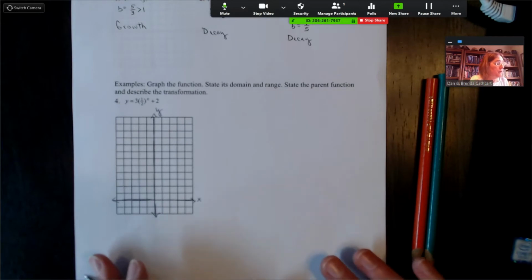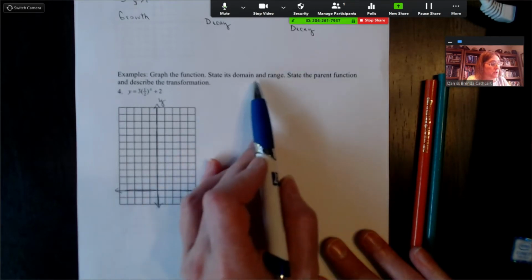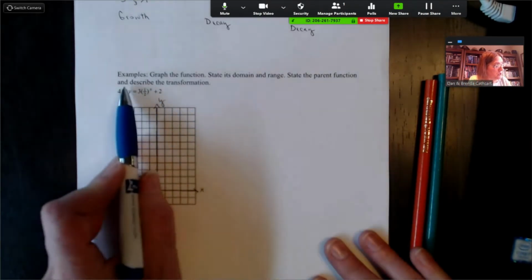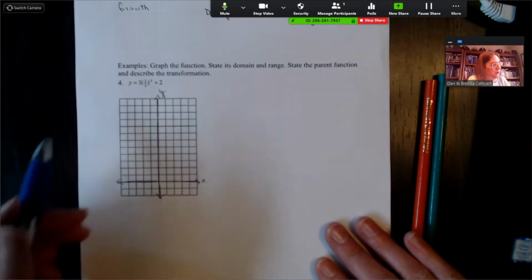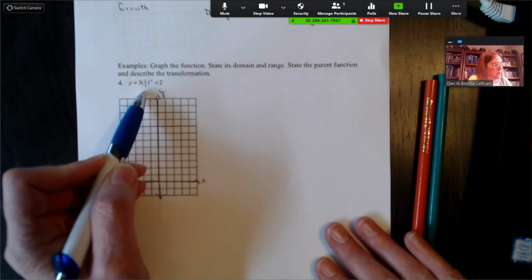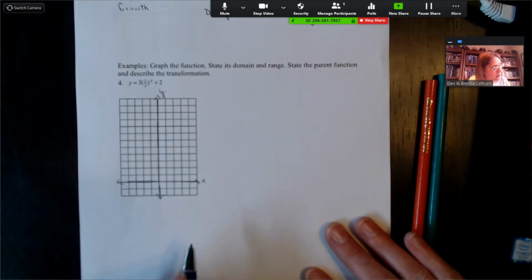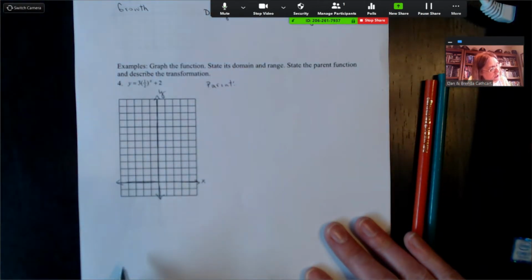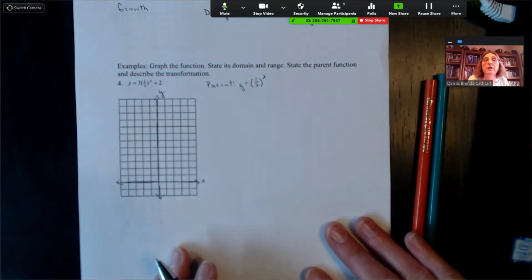Now let's take a look at what graphs of exponential decay functions look like. We're going to be looking at 3 examples of exponential decay graphs, and in each one we want to find the domain and range. In addition to that, we're going to identify the horizontal asymptote. We're going to state the parent function and describe the transformations. So in this example for number 4, we have y equals 3 times 1/2 raised to the power of x, plus 2. Our parent function is where we're actually going to start with this. Our parent function is the equation y equals the quantity 1/2 raised to the power of x.